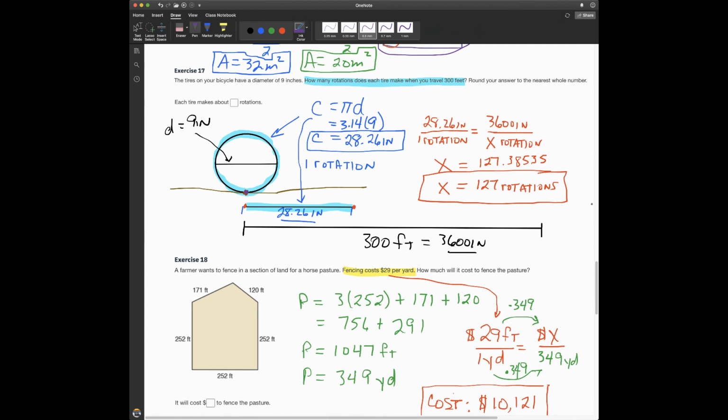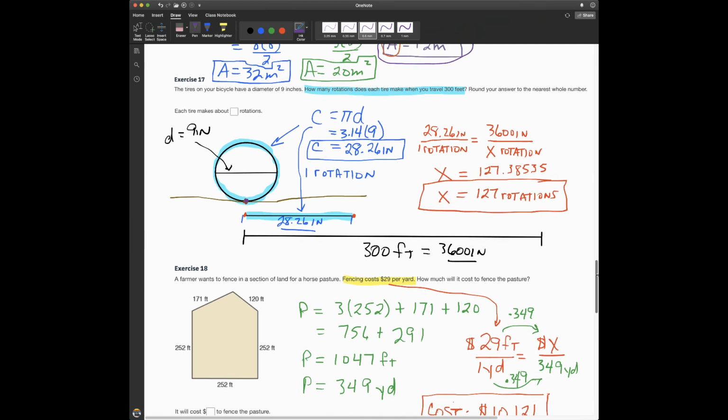All right, let's see, number 17, rotations of a tire. To figure out those rotations, I have to understand what a rotation is. Basically, think of it as there's a point where your tire is touching the ground. And as your bike rotates, let's say it's rotating in this direction because you're moving in that direction, the next time that point touches the ground again, we call that a rotation. That's also a place where if I cut right there with some scissors and laid my bike tire out, it would just be a line.